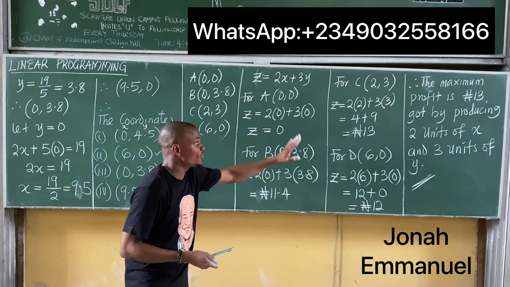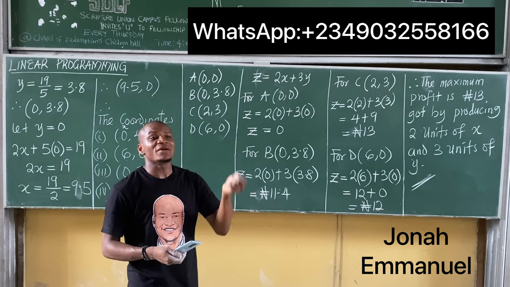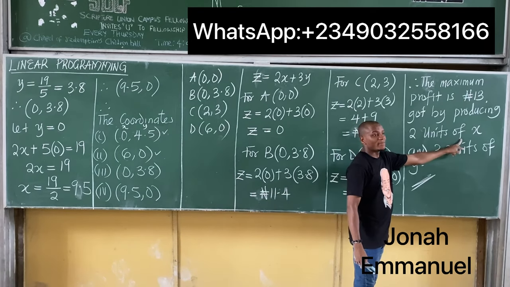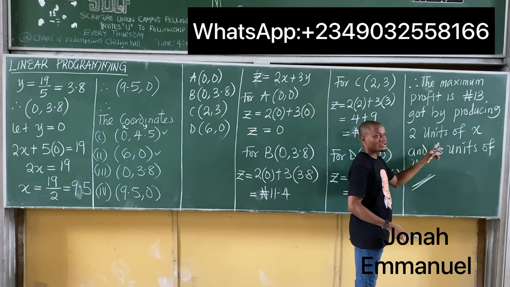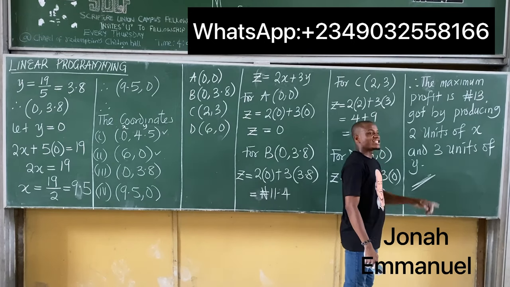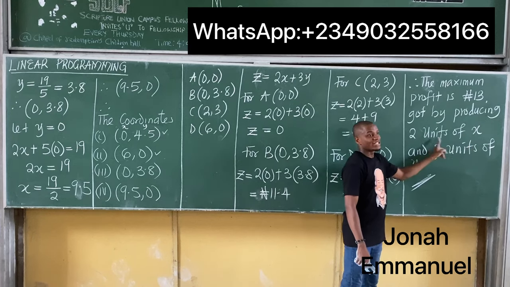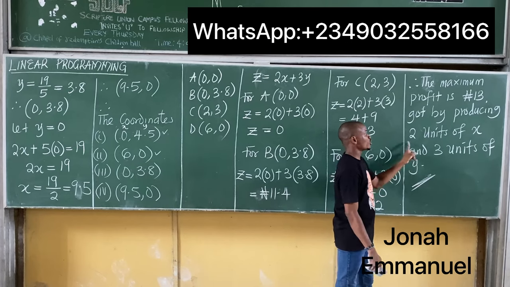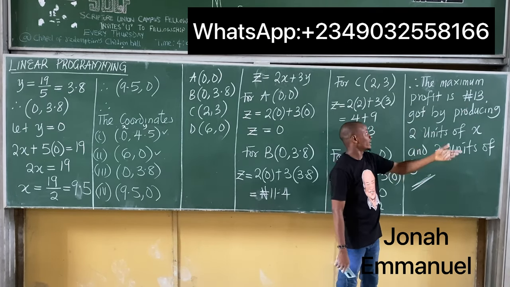So from our solution, it means that if this bakery wants to make maximum profit, then it should produce what there? Two units of what? You can say bakery items. So it means that the bakery should be producing 2 units of X and 3 units of Y. If the bakery produces 2 units of X and 3 of Y, what will now be the profit? That's the question. That's 13.